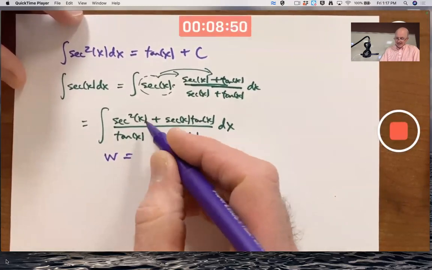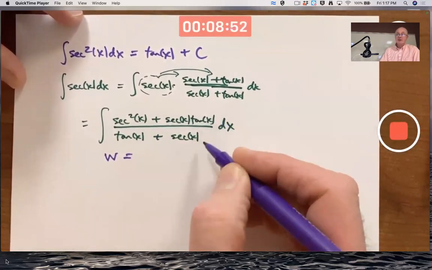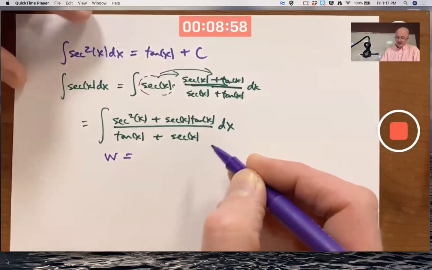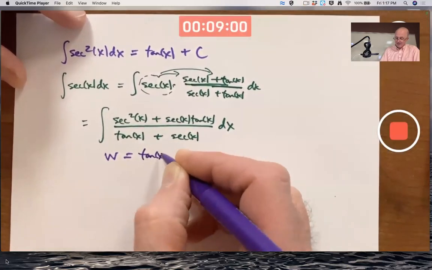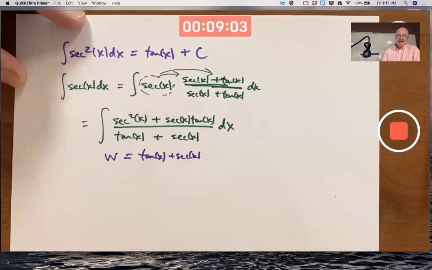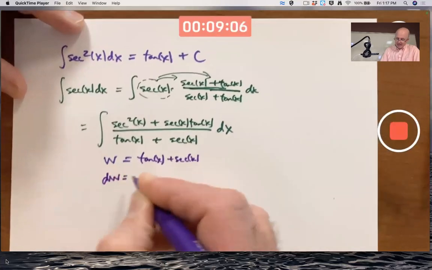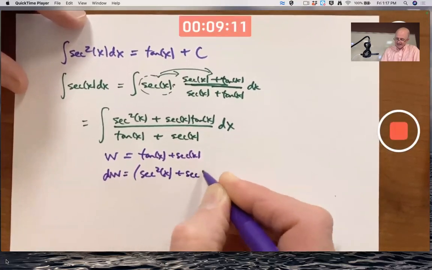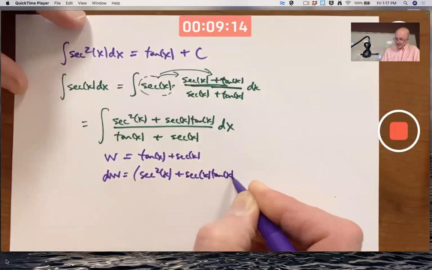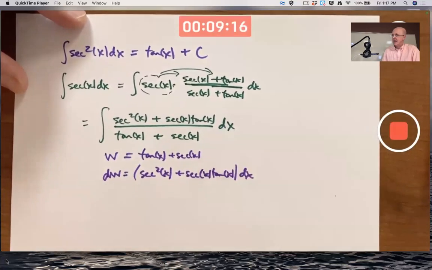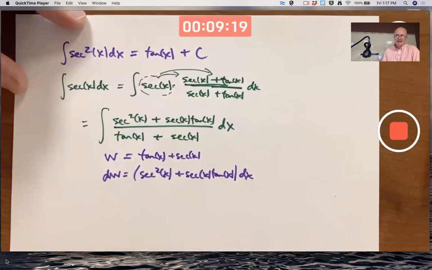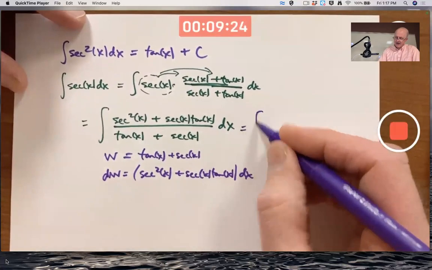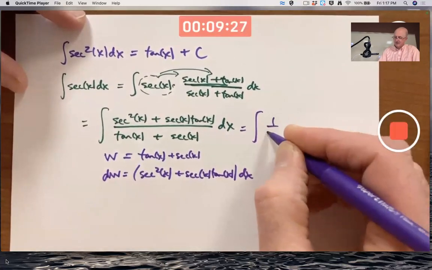Yeah, secant squared is the derivative of tangent. Secant tangent's the derivative of secant. The top is the derivative of the bottom. If I let w equal tangent of x plus secant of x, then dw will be secant squared x plus secant x tangent of x dx. Now, maybe you've forgotten the derivative of secant is secant times tangent, but that is true, strange as it may sound. This integral is nothing other than, after that substitution, the integral of 1 over w dw.